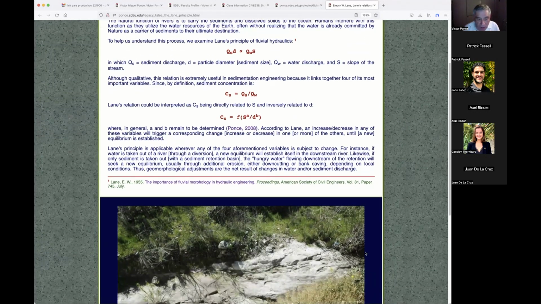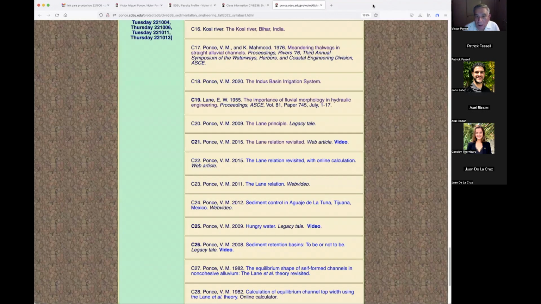And we have a quote on this paper, on the paper by Lane, which I have already referenced. So now we are going to get to the subject for today, which is the Lane relation revisited by Professor Ponce. We did this in 2015.